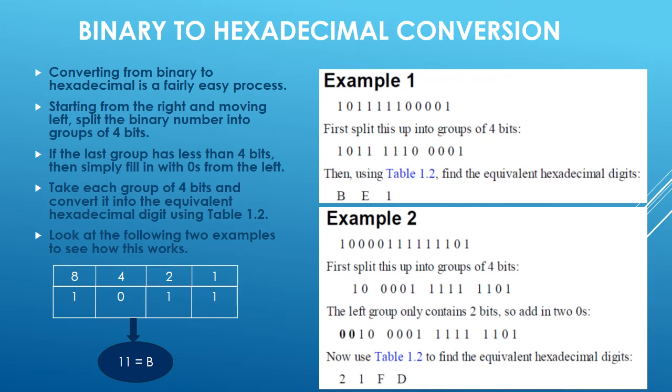For more clarity, let's solve another example. In this example, we are given a series of binary numbers. First, we will split this number into groups of 4 bits, starting from the extreme right side. We got 1, 2, 3, 4 groups. At the extreme left side, the last group has 2 digits. So to complete this group, we will add 2 zeros at the start.